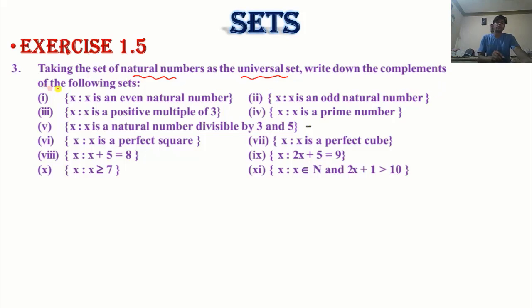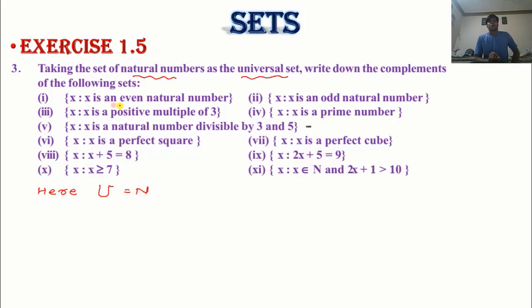Write down the complement of the following sets. How many questions are there? 11 questions are there, so we will calculate very few from this one. Okay, so what is given here? U is given as capital N.